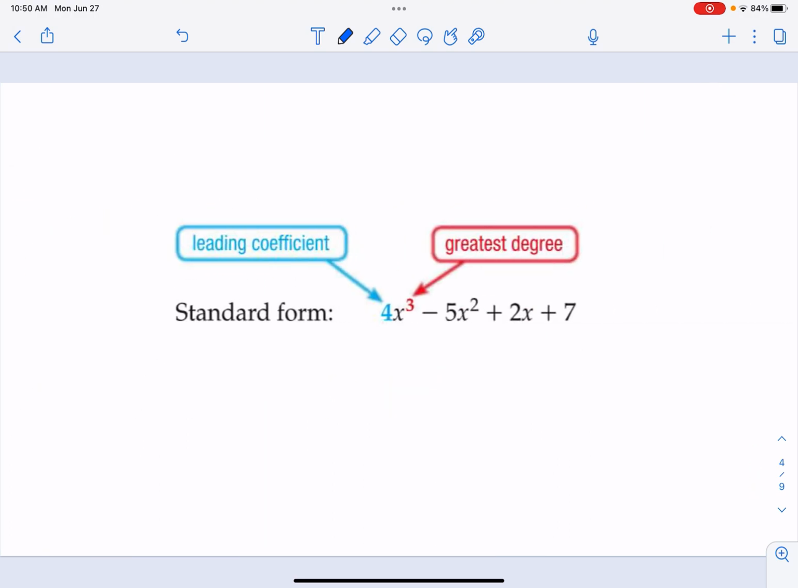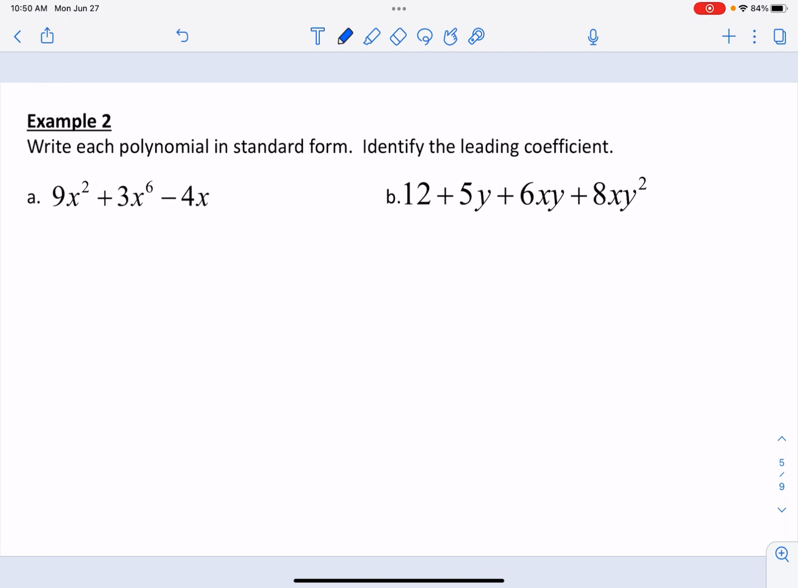When you're writing polynomials in standard form, you have the leading coefficient, which is the coefficient of the term that has the highest degree. Writing it in standard form, you start with the highest degree, and then your degrees decrease in size as you add more and more terms.